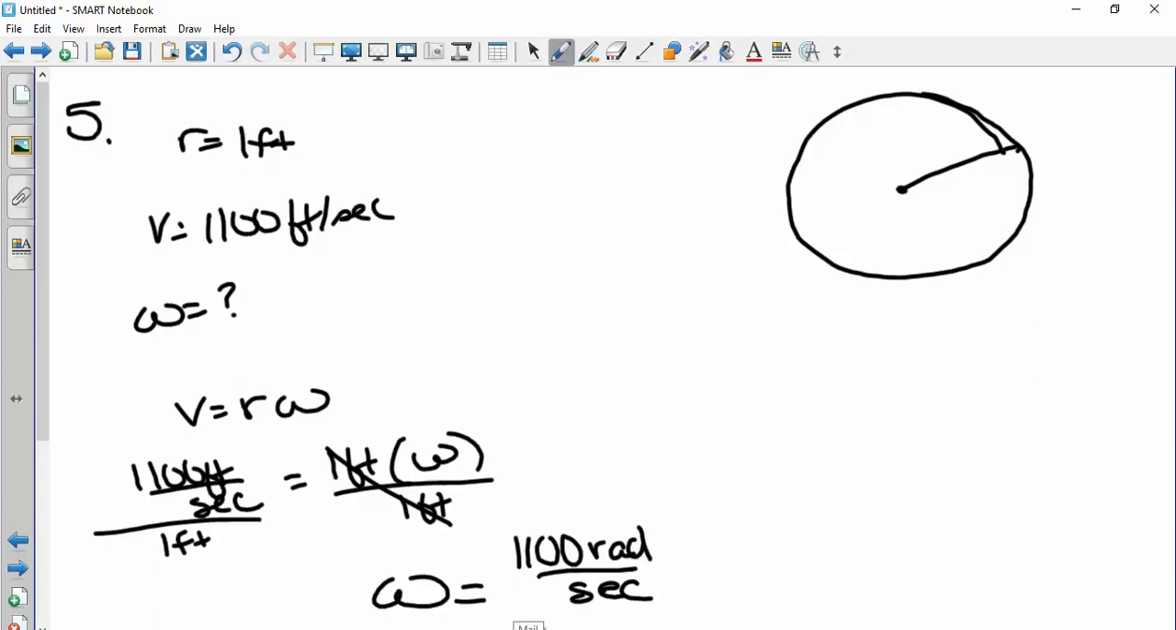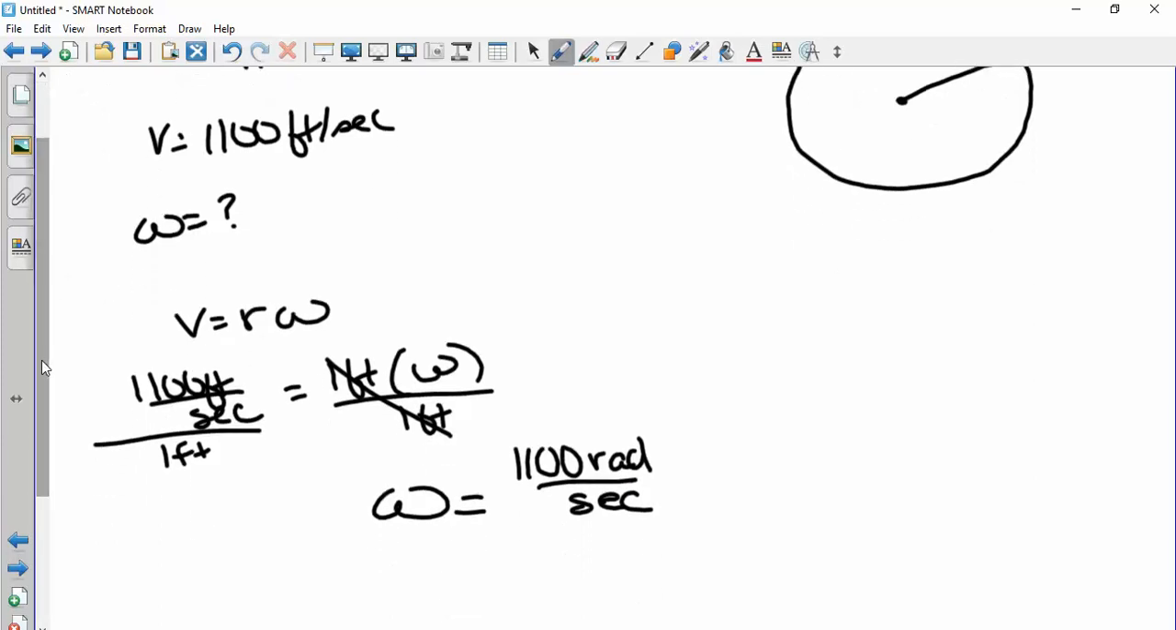We know if we're using omega in a problem, it has to be in radians, but I asked you something a little bit different in this question. I asked how many revolutions per minute. So what do we have to do now? Convert it. We have radians, I want revolutions. So I need radians to cancel, so it goes on the bottom, revolutions on top. 1 revolution is all the way around the circle, which is 2 pi radians.